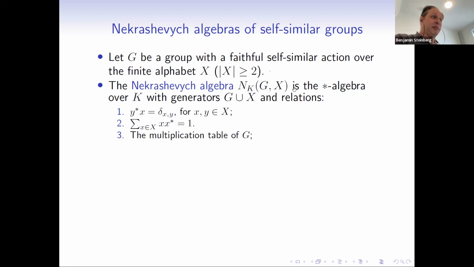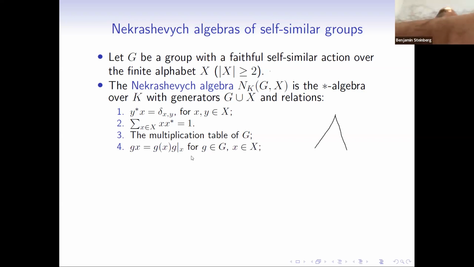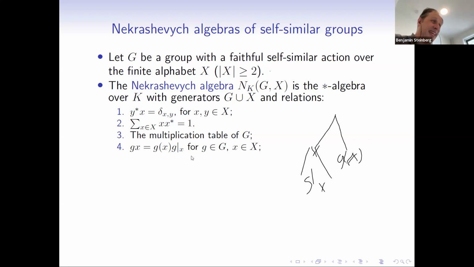And I also have relations which are the multiplication table of G, because my group is supposed to be here. Then I have a third relation which says if I try to multiply a group element times a letter, I can apply the group element to the letter because it's acting over this alphabet, which you can think of as being the nodes on that tree. And then I do the section there. So remember, here I have my letter X, and then here I do G restricted to X. What it's saying is that G times X is the same as G of X, which might be over here, a new letter, and then I multiply it by that section. Okay, I think that's all the relations.